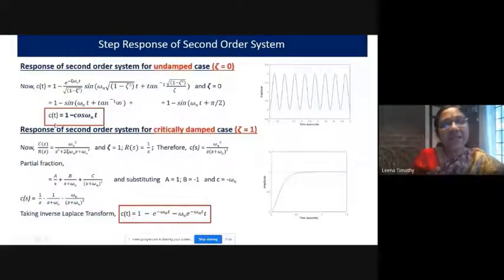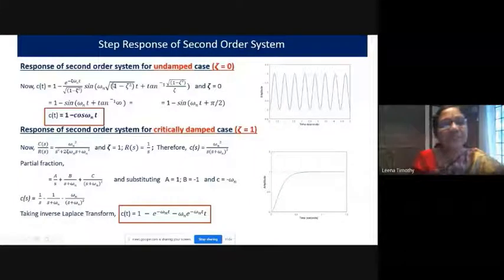Next, we can see the response of a second order system for the undamped case, that is theta is equal to 0. So what we have to do is, in the same expression for output that we derived already, c of t is equal to 1 minus e raised to minus eta omega n t divided by root of 1 minus eta square, sine of omega n into root of 1 minus eta square into t plus tan inverse root of 1 minus eta square by theta. And here theta is equal to 0.